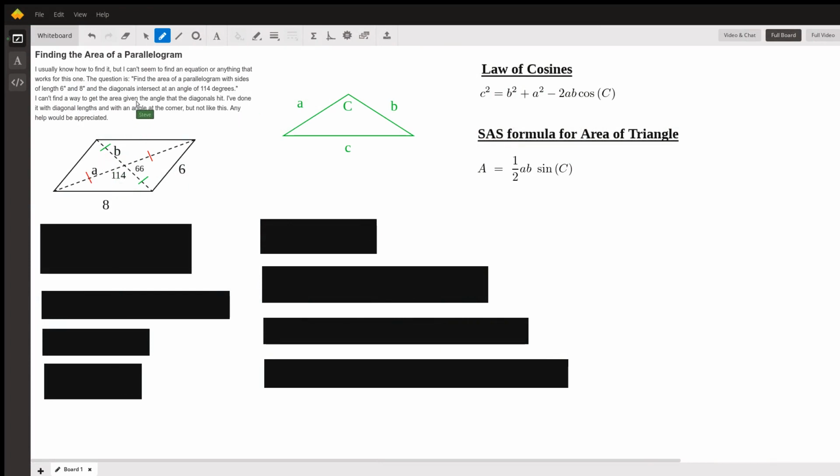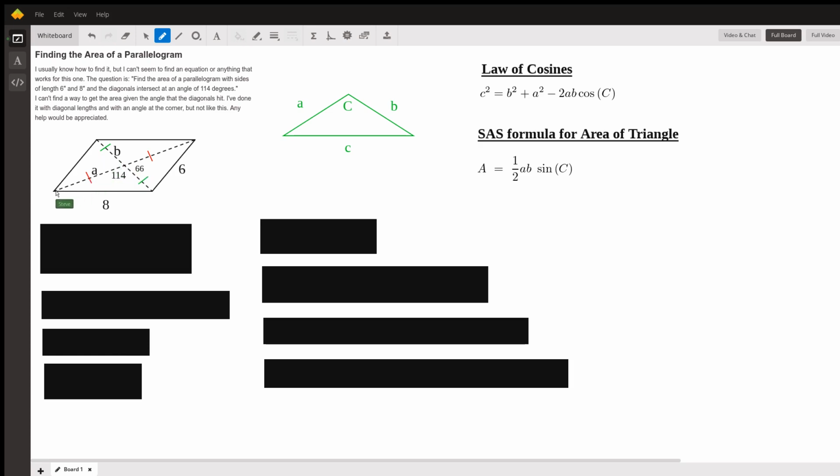Here's the parallelogram, and given we have two sides, one of length 8, one of length 6. We also know that these diagonals intersect, and one of the angles is given, 114. Based on complementary angles, we know that the other angle here is 66.